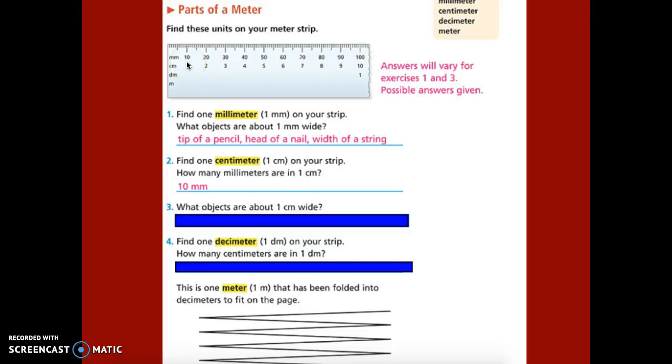Now, what objects are about 1 centimeter wide? Go ahead and think about that for a second. What objects are about 1 centimeter wide? This big. Some of the objects you could have come up with are your pinky finger, a small marker, or a piece of chalk.